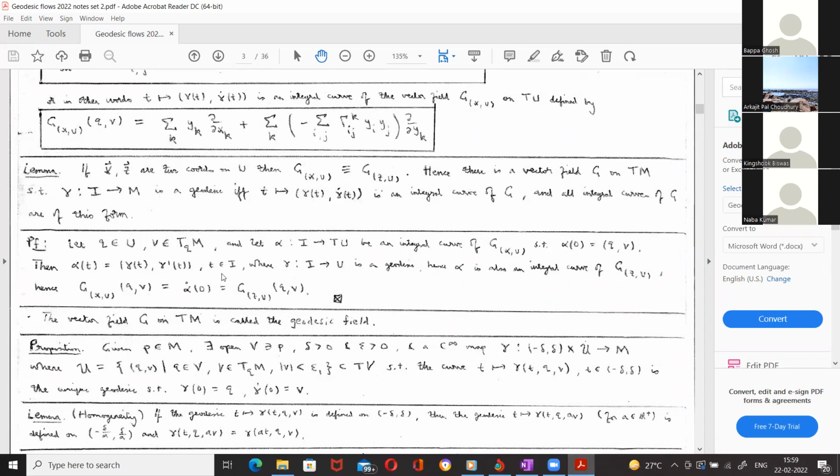So therefore, alpha is of the form (gamma, gamma'), where gamma is a geodesic. But then we know that if alpha is of the form (gamma, gamma'), where gamma is a geodesic, then alpha is also an integral curve of the vector field G_{Z,U} with respect to the coordinate Z. And therefore, if we look at time 0, then we get that G_{X,U}(q,v), this is alpha'(0), and this is also G_{Z,U}(q,v). And therefore, G_{X,U} is equal to G_{Z,U}. All right, so that finishes the proof.